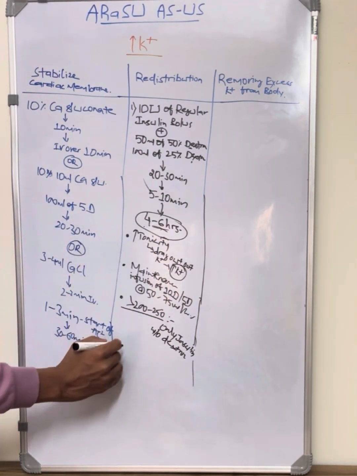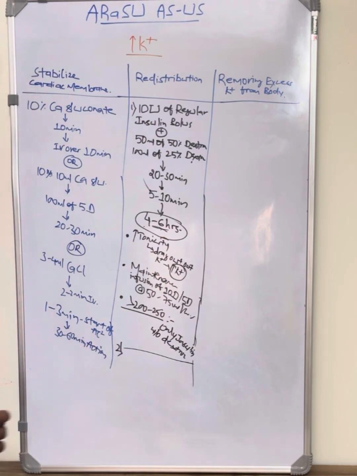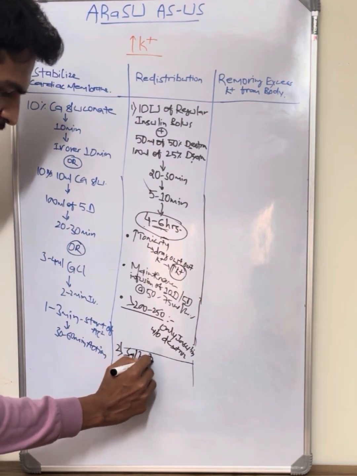This is the first thing. The second one is that we can utilize beta agonists, that is albuterol or salbutamol nebulization.